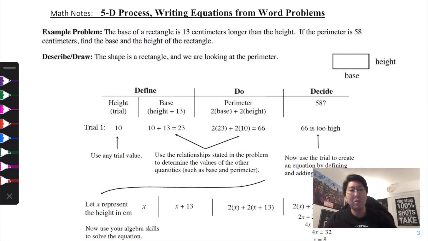Hey everybody, this is Mr. Han, and here are our notes for the 5D process. So we're going to be writing equations from word problems and solving them. So here, let's take a look.